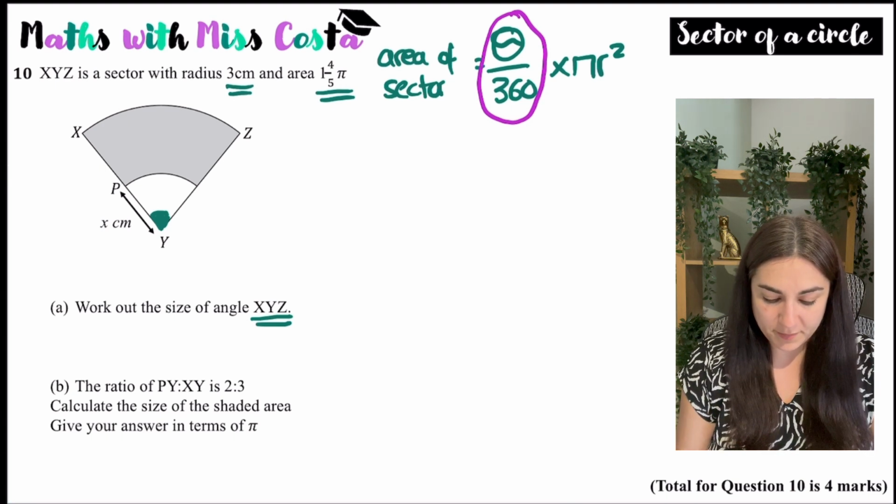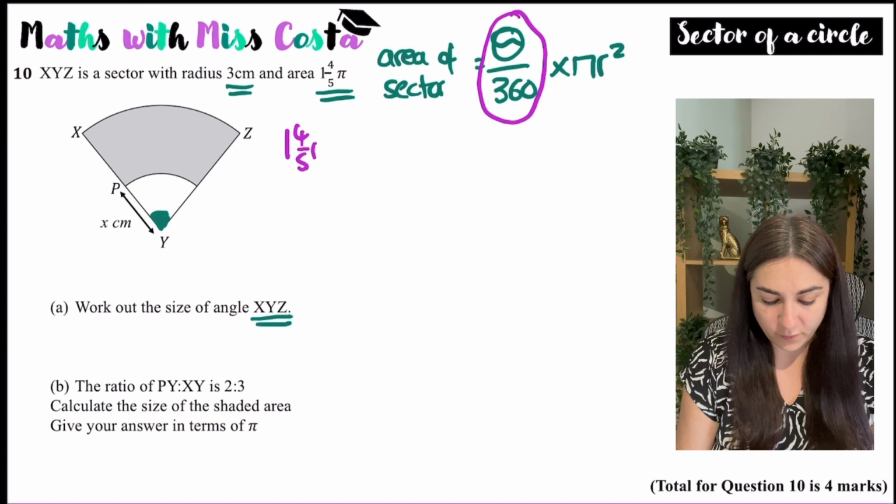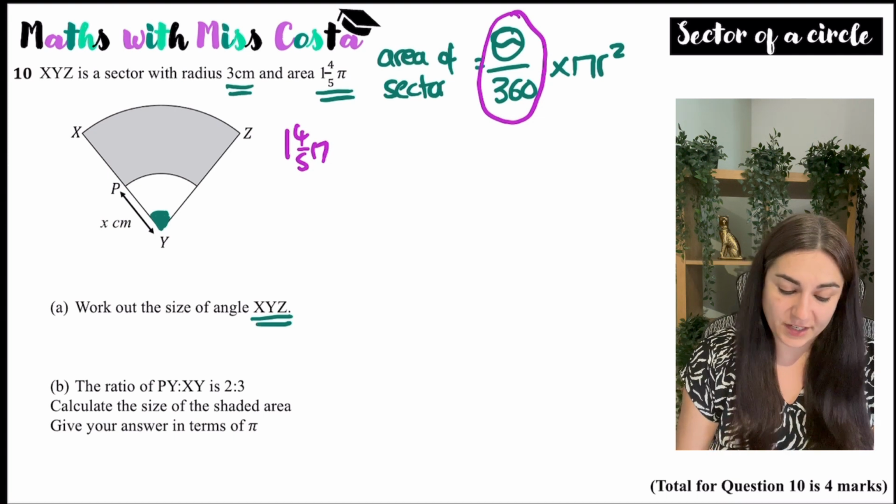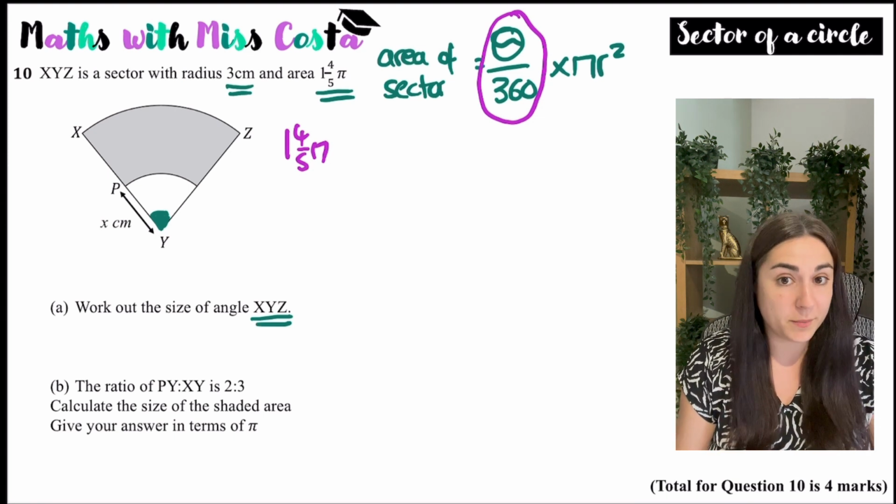So let's fill out the information I know. I know that 1 4/5 pi is the area. So just to make life easier, I can turn it into an improper fraction.